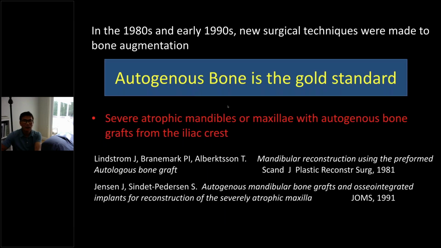In the 80s to early 90s, everybody favored autogenous bone. That was the classic standard for all the severe ridges. We went to the jaw, skull, iliac crest. So people came for mouth fixing, but they had limping from the hip, where the bone was gone.